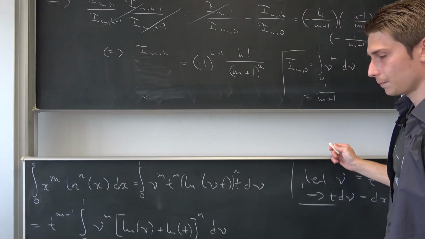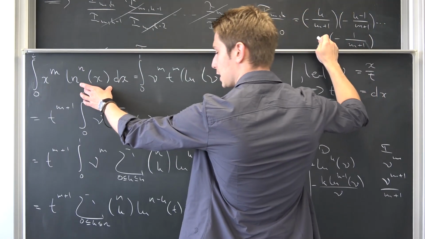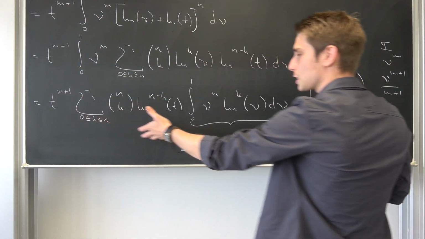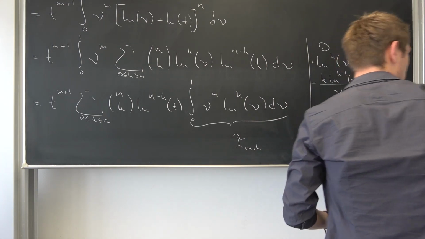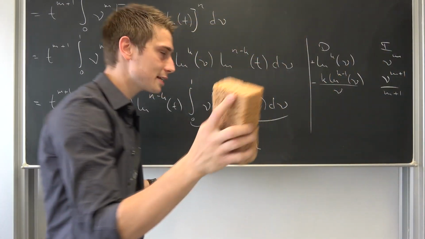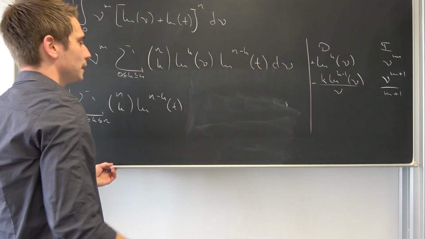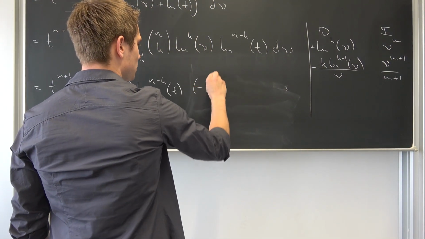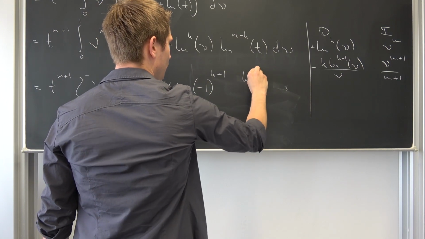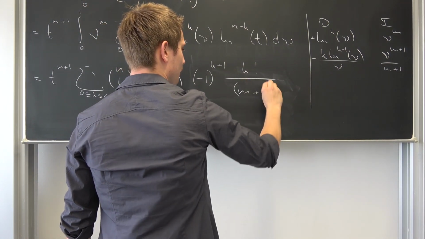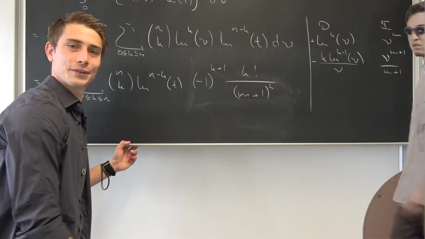Meaning overall, our original integral that we had right here is this expression times I of m comma k. I have my nice and trustworthy boy right here. We had that this is now negative 1 to the k plus 1th power, k factorial over m plus 1 to the kth power.